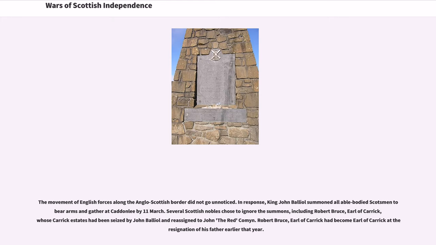Several Scottish nobles chose to ignore the summons, including Robert Bruce, Earl of Carrick, whose Carrick estates had been seized by John Balliol and reassigned to John the Red Comyn. Robert Bruce, Earl of Carrick, had become Earl of Carrick at the resignation of his father earlier that year.